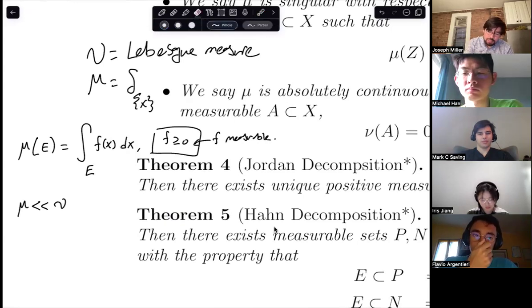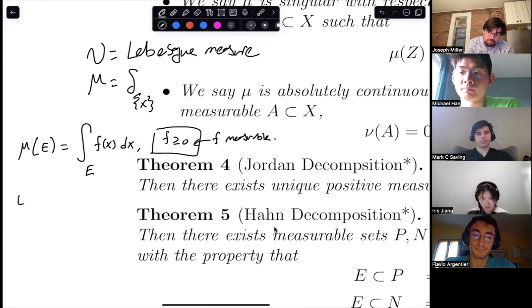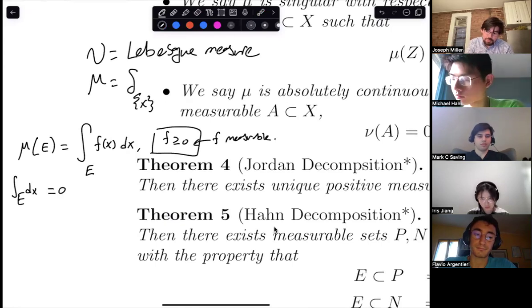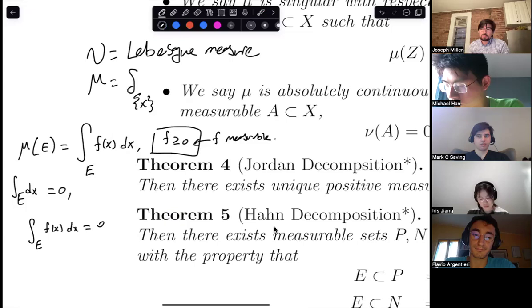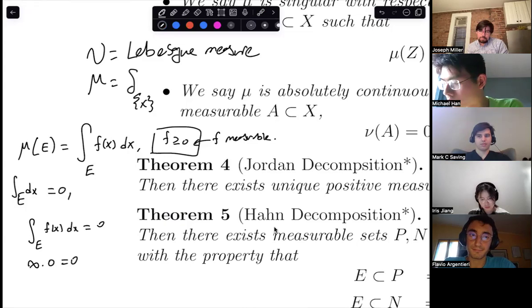Let's double check that. So if I define this, just a positive measurable function, this is kind of jumping ahead of ourselves, but if I have the measure, so the integral of this dx equals 0, then this guy actually equals 0, right? Because I'm integrating something infinite. So in general, infinity times 0 equals 0 in real analysis. So this is just convention. Okay.